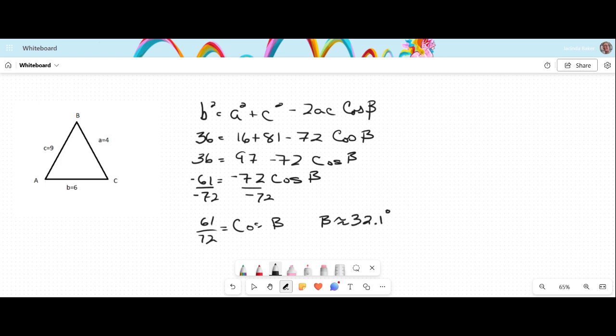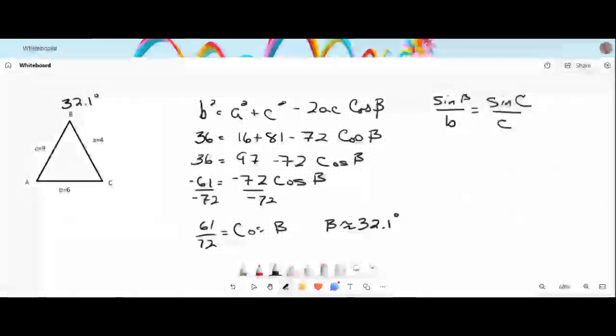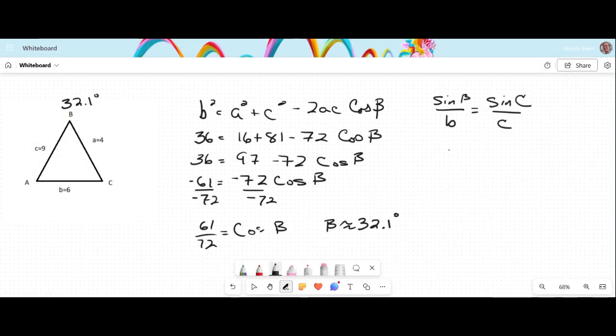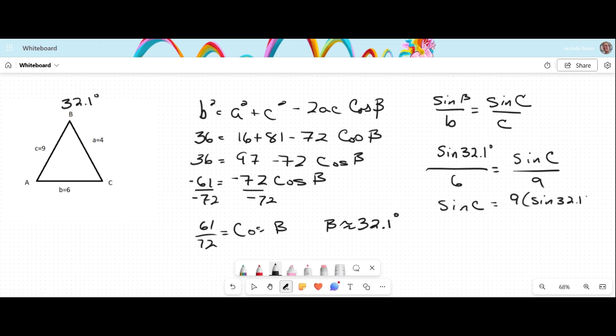So B equals 32.1 degrees, which I think we all agreed on. So I'll put that up here, 32.1 degrees. And then where I went wrong is I used the law of sines improperly. Then I used the law of sines for angle C. So the sine of 32.1 degrees over 6 equals the sine of angle C over 9. So I got the sine of C is equal to 9 times the sine of 32.1 degrees over 6.